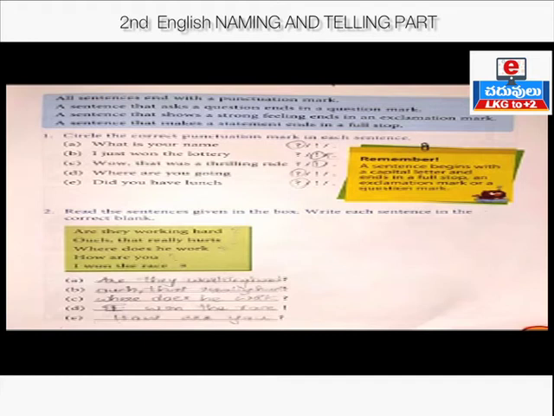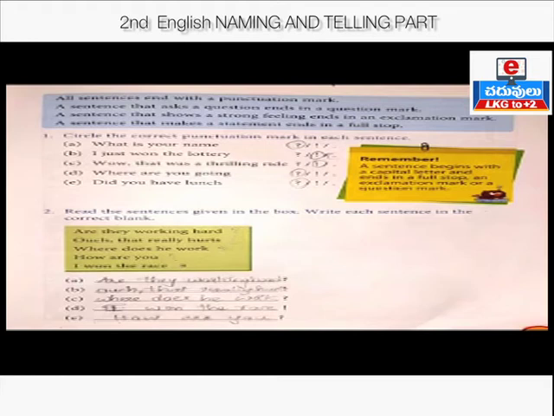Next, where are you going? You can know, a sentence that asks a question ends in a question mark. So circle the question mark. Next, do you have lunch? This is also like asking a question, and it also ends with a question mark. So circle all these punctuation marks, okay children?